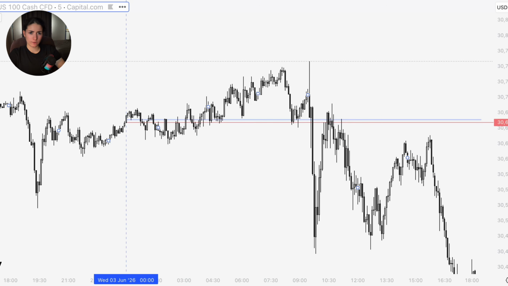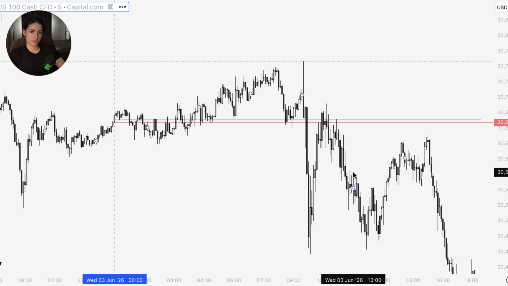Why do we keep this level all day? Because it is extremely important for the entire session. If you look at the chart, you will notice that during the day, the market can bounce off this line, reverse from it, or break through it, and we can use it as a strong support and resistance level.